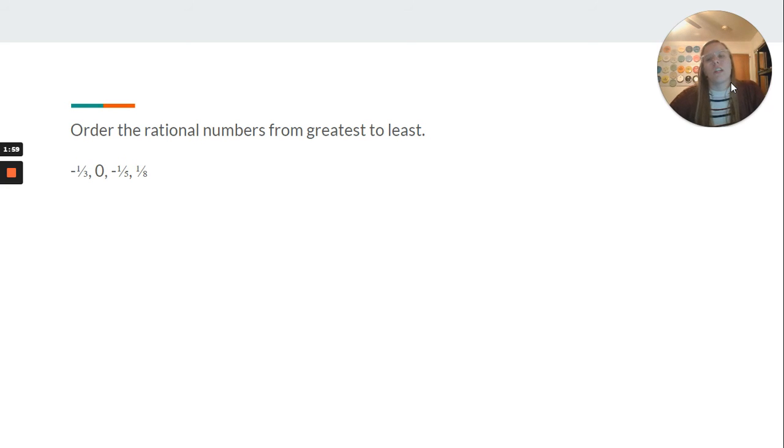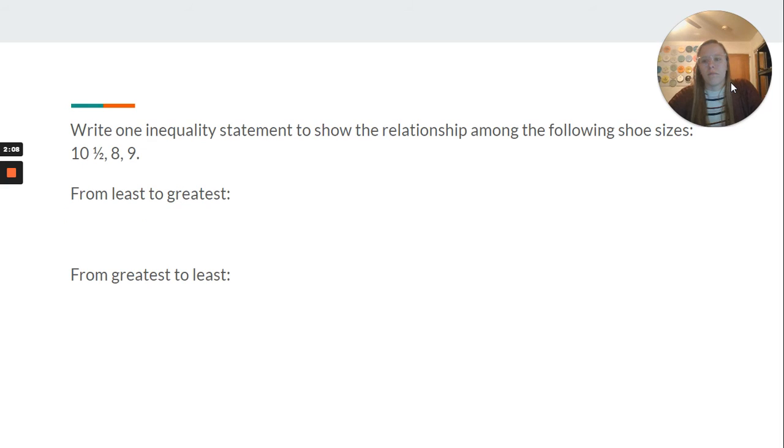We ordered rational numbers from greatest to least here. So our positive is greatest, then 0. Then we had negative 1/5 and negative 1/3.